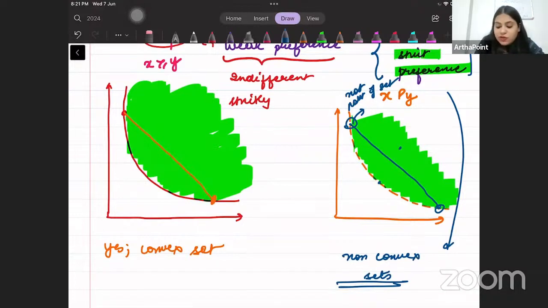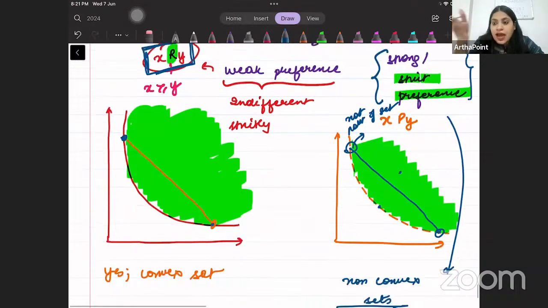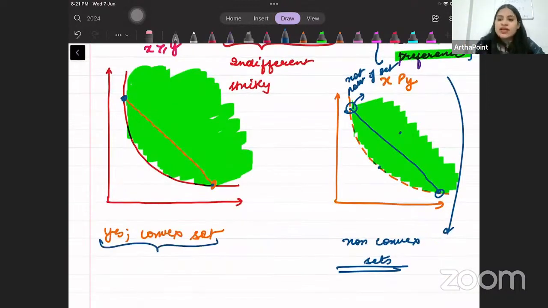And here that point of comparison, when I say X or Y, the point which is being compared to another point lies on my IC. And that is included here when I shade everything, including the IC, but not here. So this is an important implication that will be asked in exam. Only weak preferences are convex set, but not strict preferences. This is an important conclusion from our exam point of view, right?